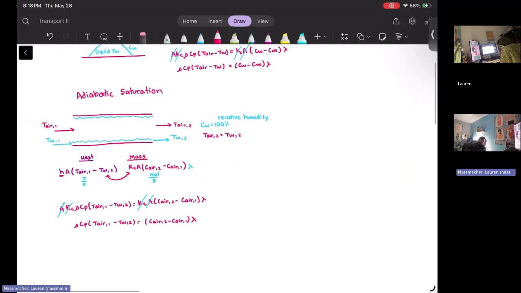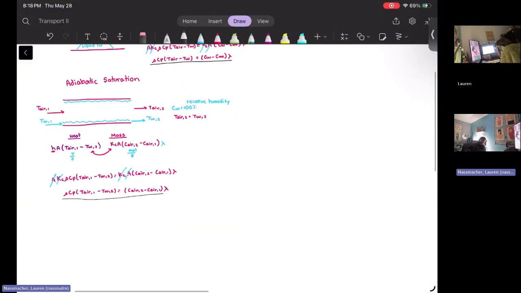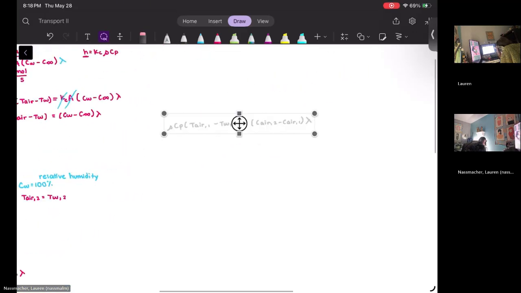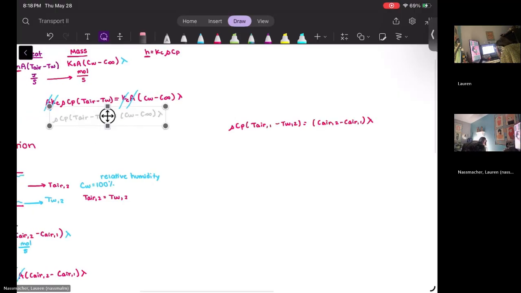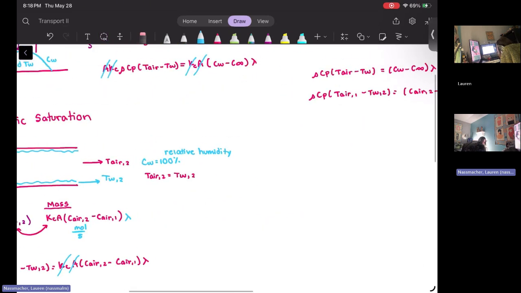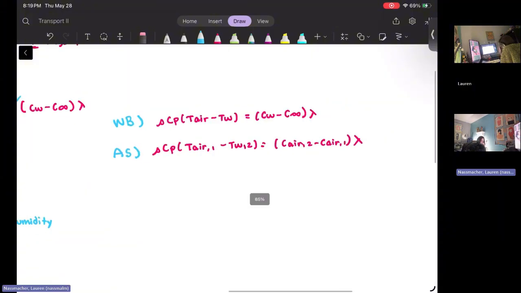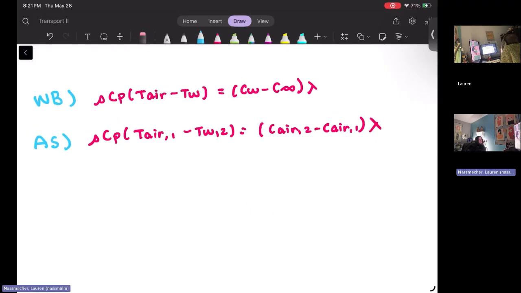Right, so now we have these two equations. We have our equation for our wet bulb and our adiabatic saturation. Let's pull these guys together. I'll label them so you know which one's which. This is the wet bulb, WB, and this is the adiabatic saturation, AS. The relationship between our wet bulb and our adiabatic saturation.